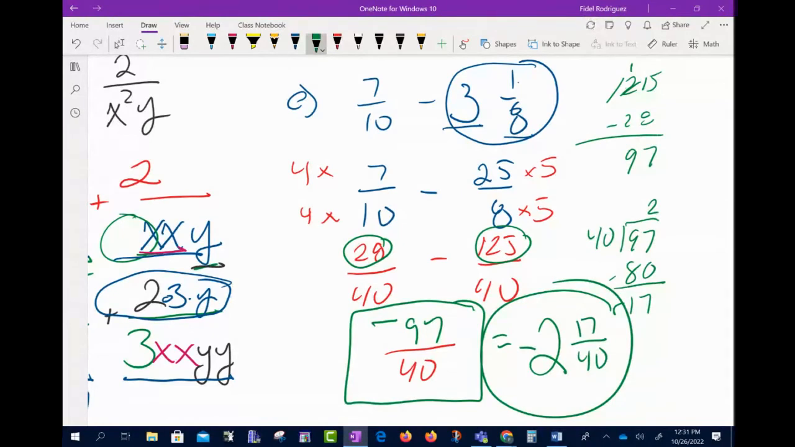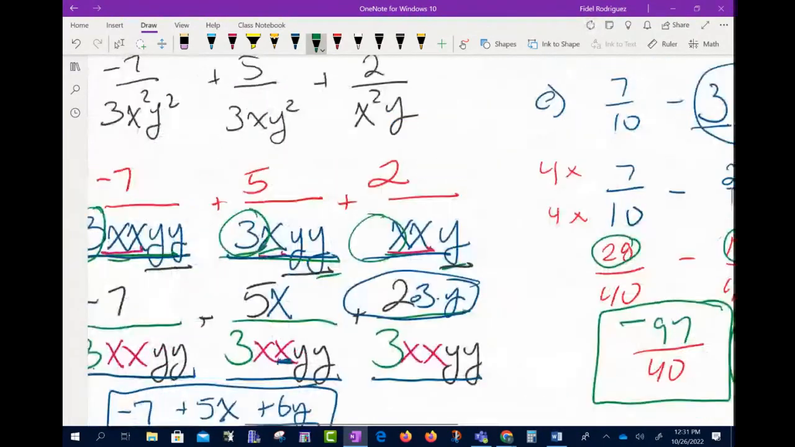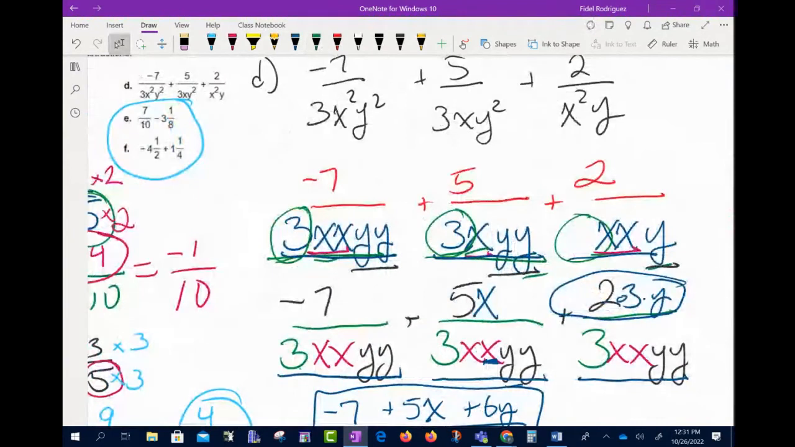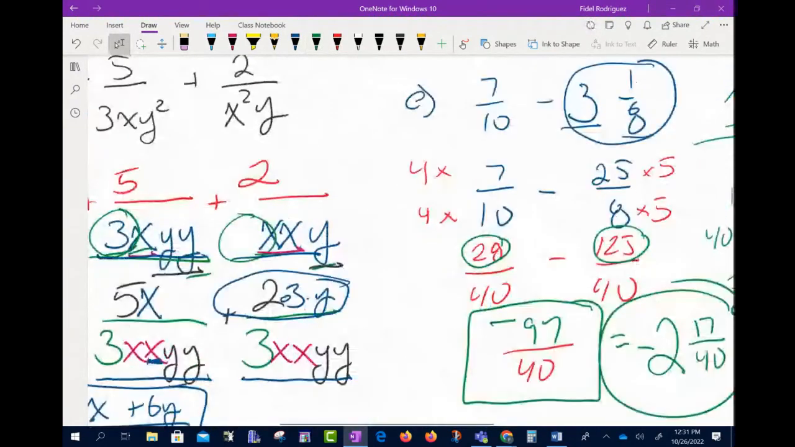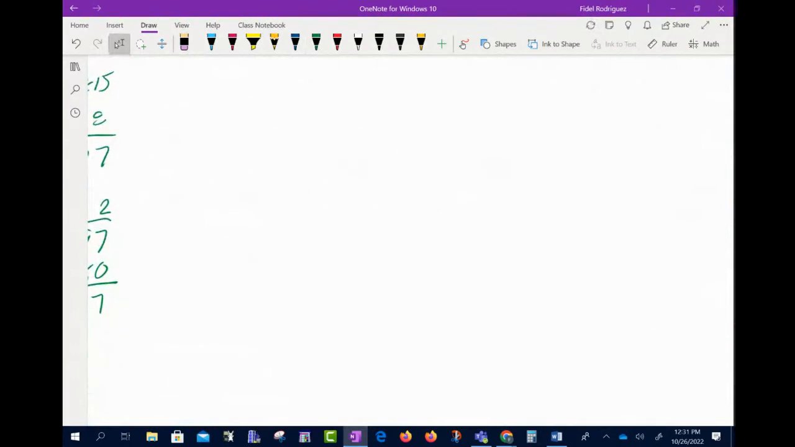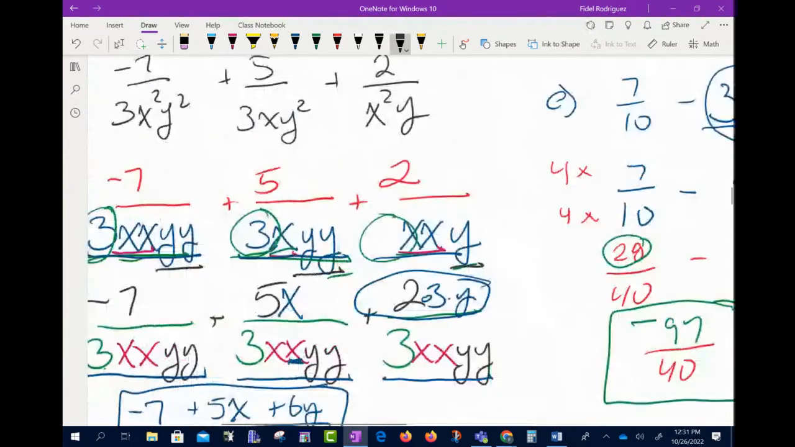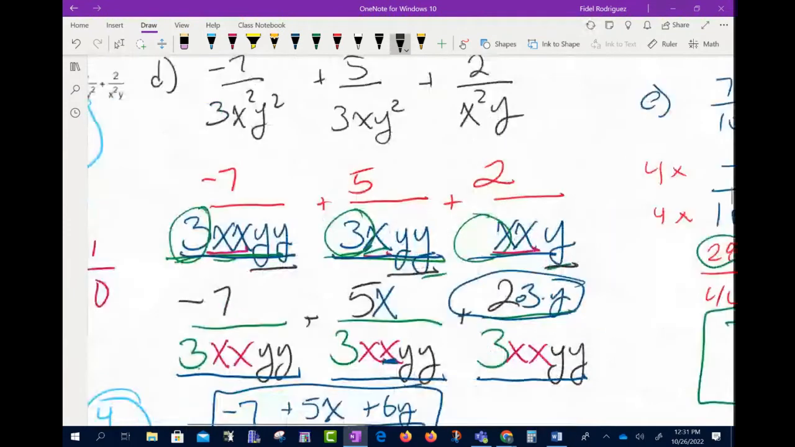So look, we still got part F. Let's do part F, and then we'll continue on with what we got. Okay, part F is negative 4.5 plus 1 1/4.